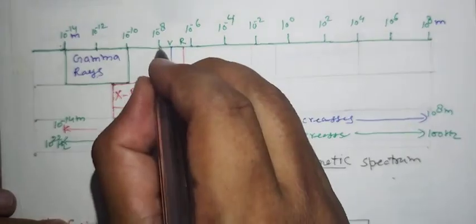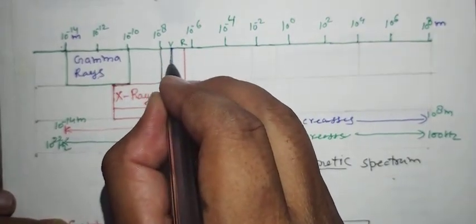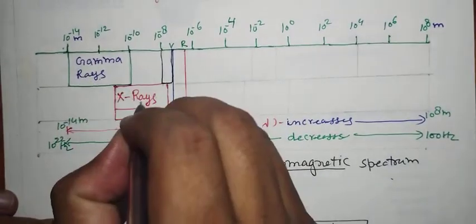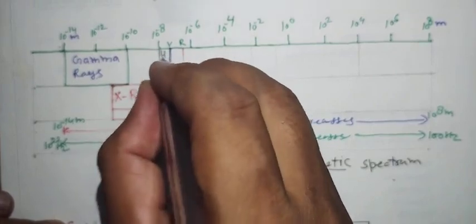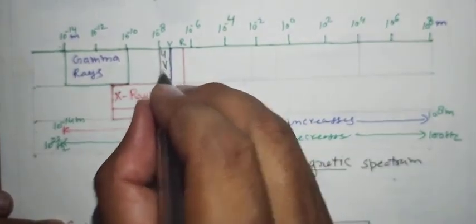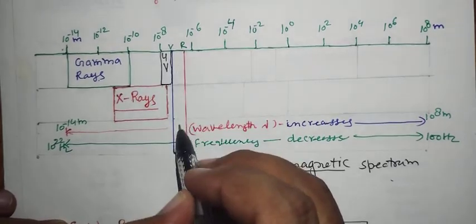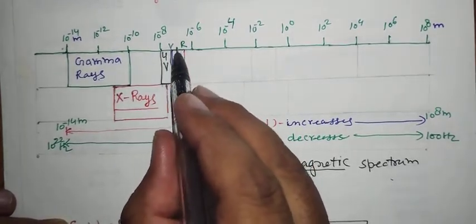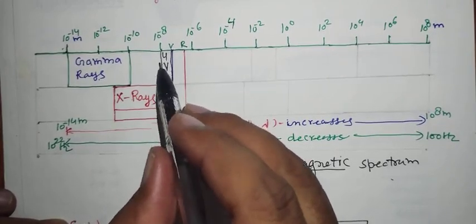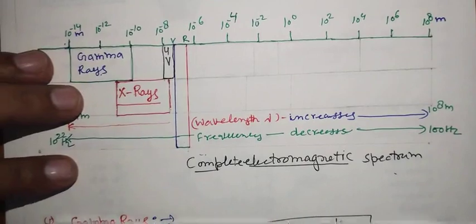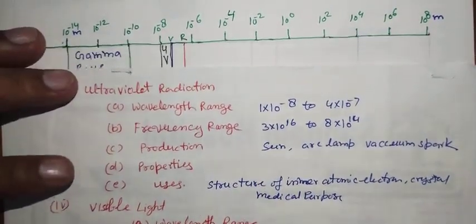Now see the third one, which is small in comparison to gamma rays and X-rays. It is ultraviolet, written as UV. Its name is ultraviolet because in the visible spectrum, from violet to red, it is obtained beyond the violet. And ultraviolet radiation has the following properties.